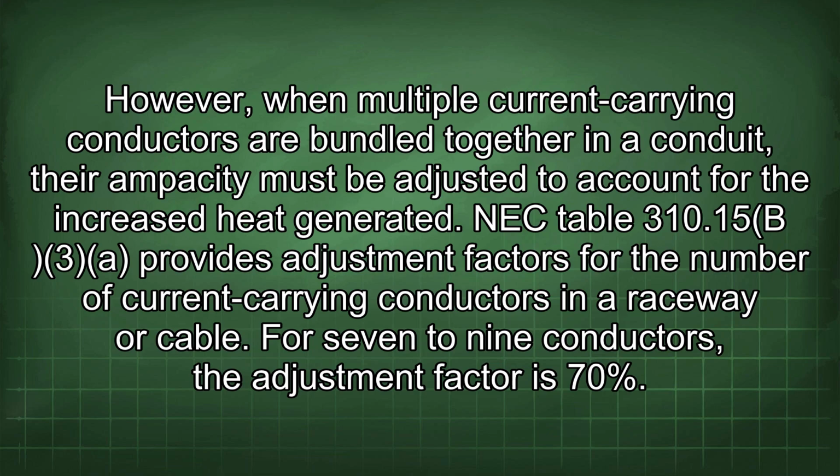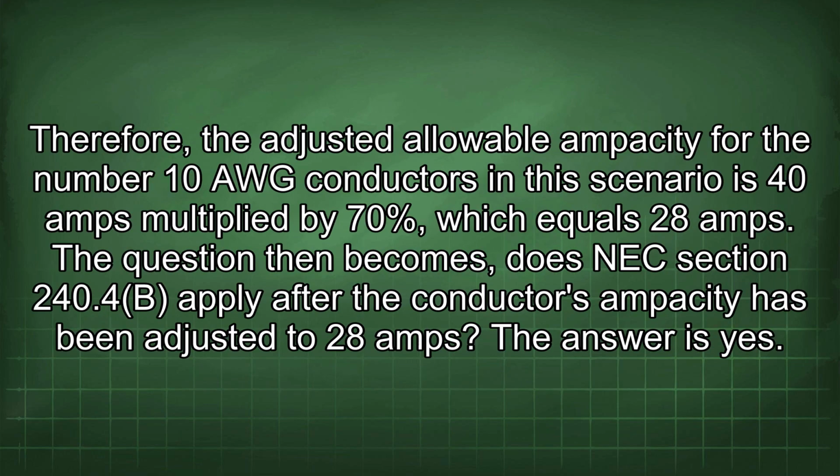the increased heat generated. NEC Table 310.15(B)(3) provides adjustment factors for the number of current-carrying conductors in a raceway or cable. For 7 to 9 conductors, the adjustment factor is 70%. Therefore, the adjusted allowable ampacity for the number 10 AWG conductors in this scenario is 40 amps multiplied by 70%, which equals 28 amps.